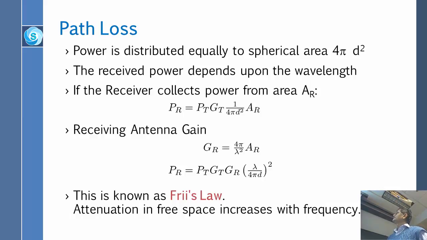PR is equal to PT, GT, GR, lambda upon 4 pi d, all squared. And the reason is that the antenna gain doesn't depend upon the lambda. I mean, in this case, actually, it always depends upon the lambda. But basically, so that this formula comes out, this is known as Friis's law, I don't know how they pronounce this name. But Friis's law.